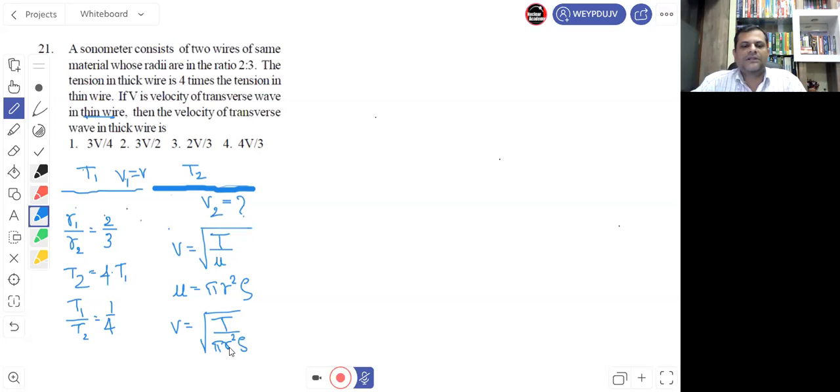And now if we just take the square root of r square out, it will be r. So we can say this velocity v will be actually equal to 1 upon r into root of T by pi rho, correct. Yes, this means that velocity is directly proportional to root T and it is inversely proportional to the radius r, correct? Check here, velocity is in proportion with root T and in inverse proportion with r, right.